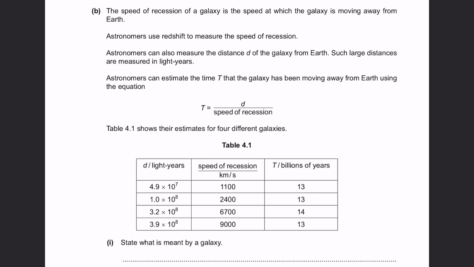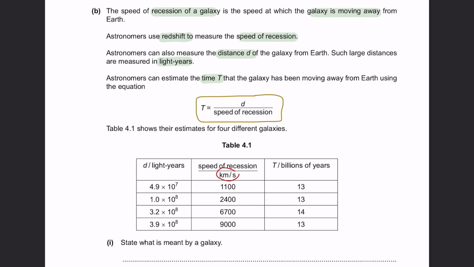Question B. The speed of recession of a galaxy is the speed at which the galaxy is moving away from the Earth. Astronomers use redshift to measure the speed of recession. Astronomers can also measure the distance of the galaxy from Earth. Such large distances are measured in light years. Astronomers can estimate the time t that the galaxy has been moving away from Earth using the equation t equals d over speed of recession. Table 4.1 shows their estimates for 4 different galaxies.